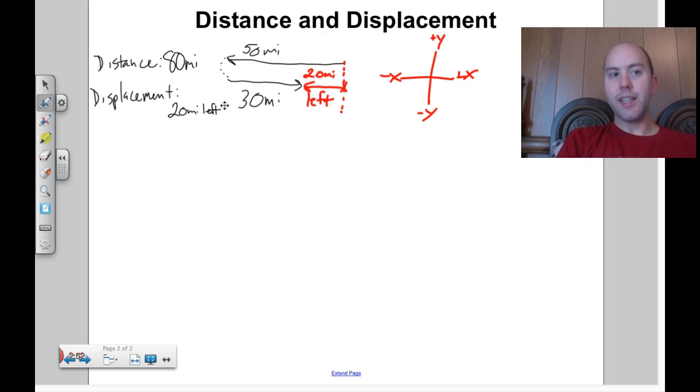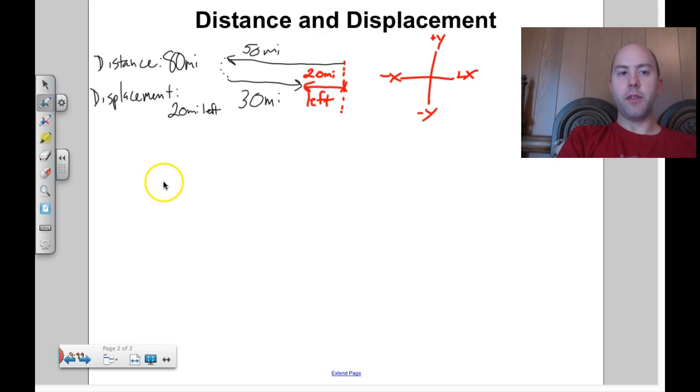So again, distance covers the entire journey. You went 50 miles and you went 30 more miles. That's 80 miles total. Displacement only cares from the very beginning to the very end and in what direction you are from where you left off.